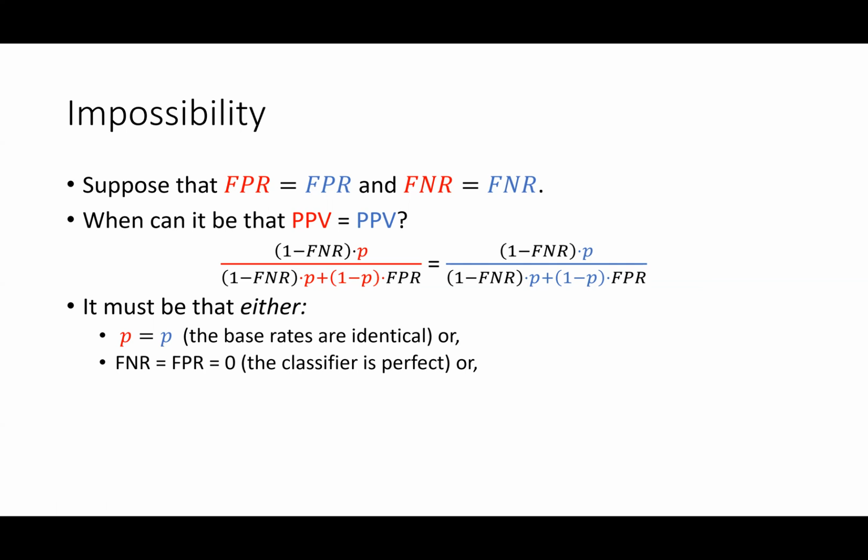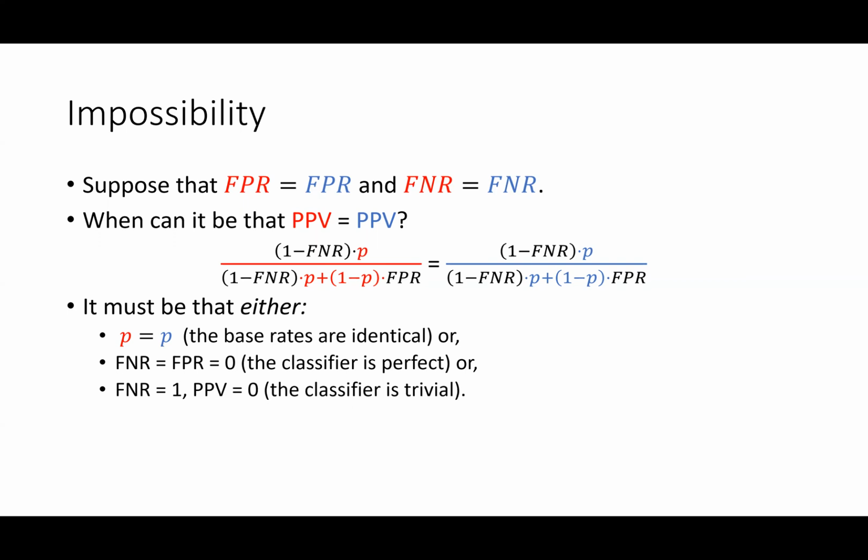Or it could be that we have a perfect classifier, right? Maybe the classifier makes no mistakes at all. So the false negative rate and the false positive rate are both 0. And so then the numerator here is P, the base rate. The false negative rate is 0, so the numerator is 1 times P, just P. The false positive rate is 0, so the denominator is also just 1 times P. And this ratio is 1, even if the base rates aren't different. The positive predictive value is 1 for both populations.